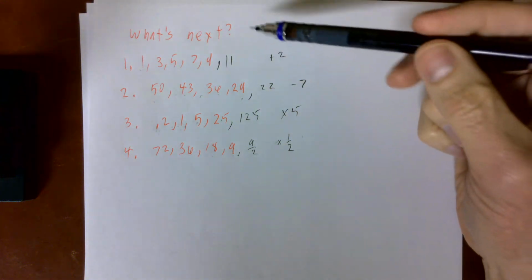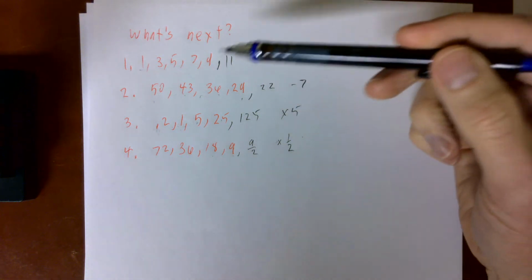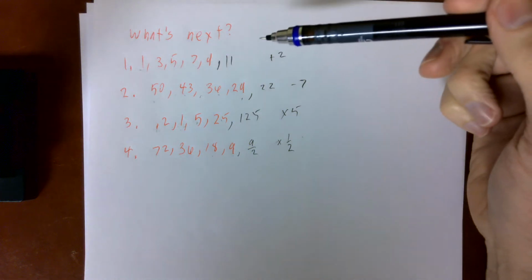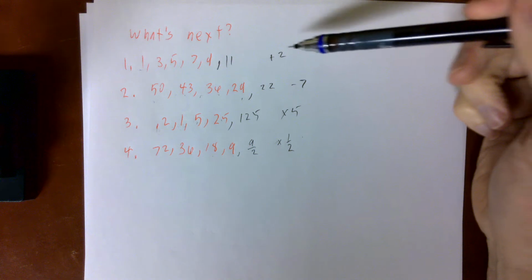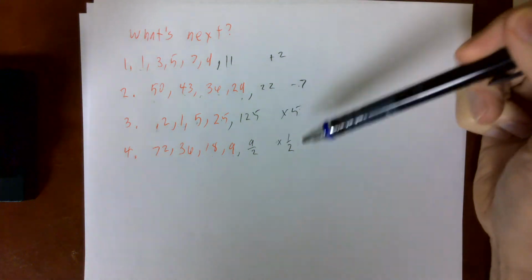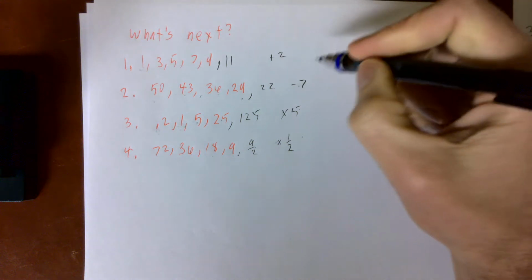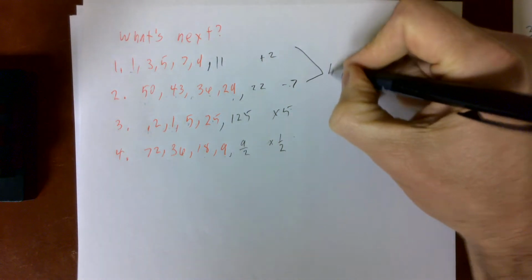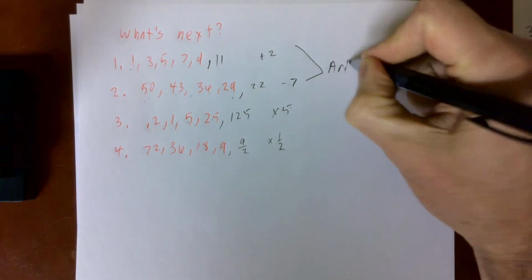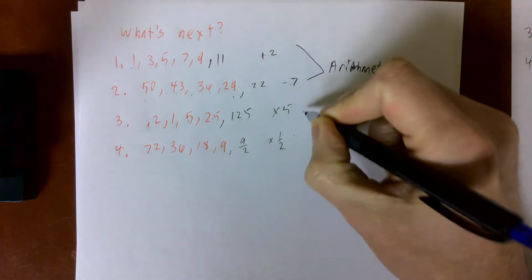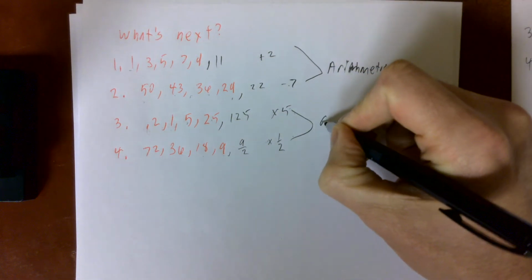Now, we can ask harder questions, and I will in just a minute. But these are kind of the basics. A sequence is a list of numbers with a pattern. And how do you determine the pattern? The two most common patterns are you're either adding or subtracting a certain number, or you're multiplying or dividing. Kind of the trick is if you are adding or subtracting, that's got a special name. Those are called arithmetic. And anytime you're multiplying or dividing, these are called geometric.